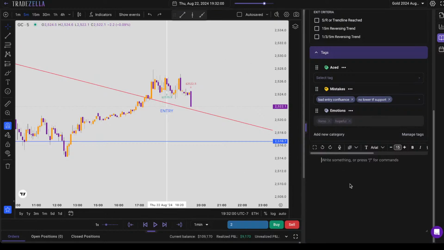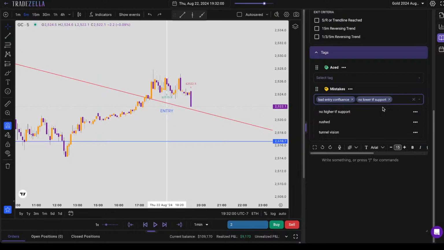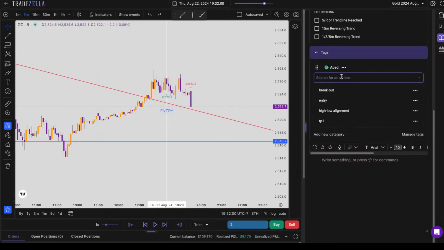Oh Lord, I hope that's how you spell hesitant. Oh wait, well that's kind of a mistake, as I hesitated, which is bad entry confluence. We'll keep it simple. Did I ace anything? No, I did not.